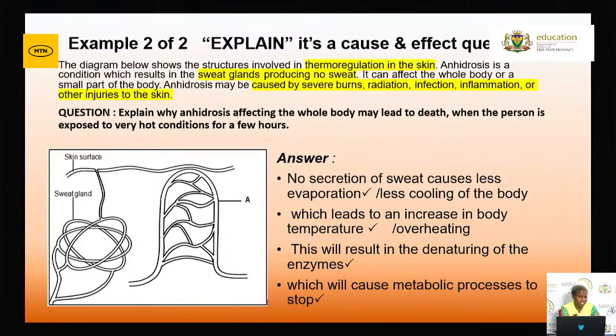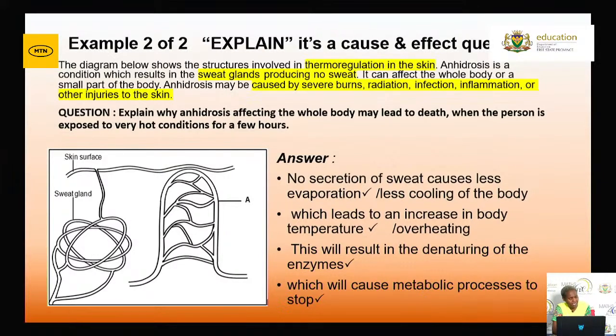Because the sweat glands are not producing sweat, what is going to happen? There will be less cooling of the body, or less evaporation. And then you continue again. If there is less cooling of the body or less evaporation, what will happen? There will be an increase in the body temperature or overheating. And then you continue again. If there is an increase in body temperature or overheating, what will be the consequences? What will be the results of that?